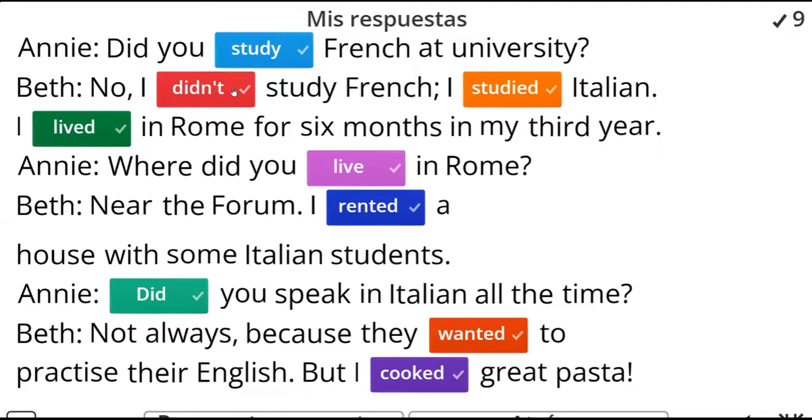Okay, well done. So let's check some verbs, guys. Listen up. We have study. Studied. Italian. Lived. Rented. Italian students. Do you speak in Italian all the time?